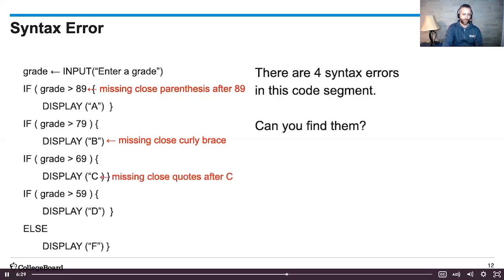All right. The next one, missing the closed quotes after the C, right? That is another syntax error. And then the last one is missing the open curly brace on the else for the display F. All right. So those are the 4 syntax errors. And those are just very easy to forget, but they will make a program fail to run or compile.